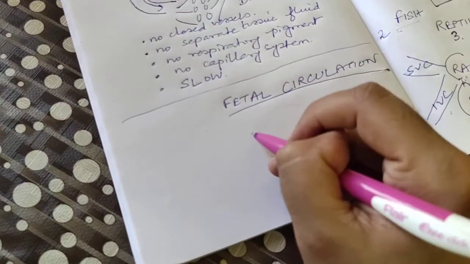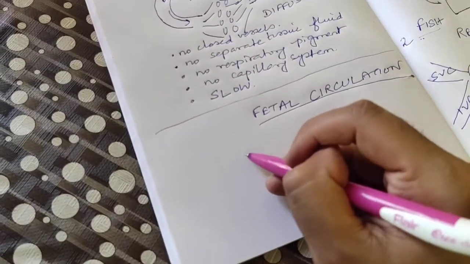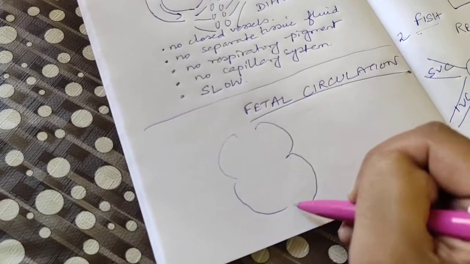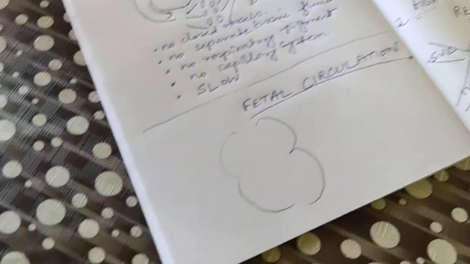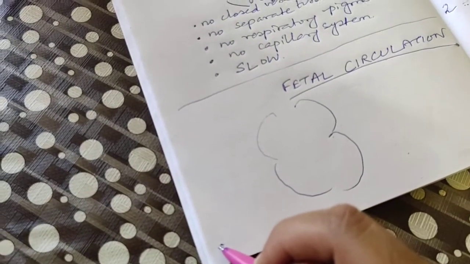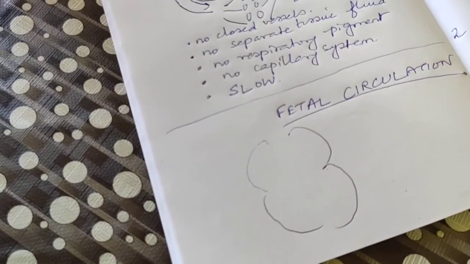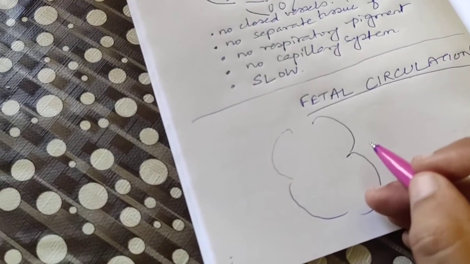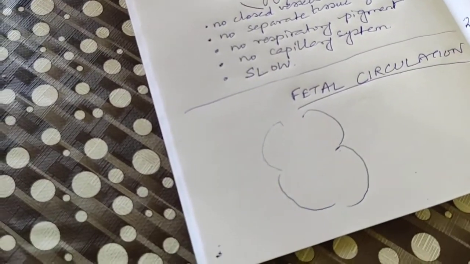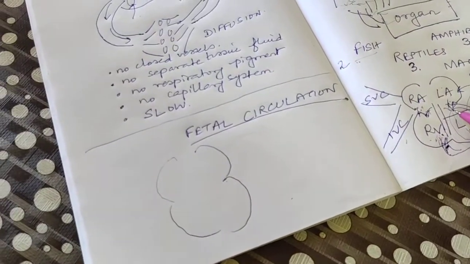Well, the fetus, as we know, derives blood from the mother. So the oxygenation is mainly done by the mother. And the umbilical veins and the umbilical arteries play a major role in the fetus. And also, there are certain structures which are different compared to the adult heart.